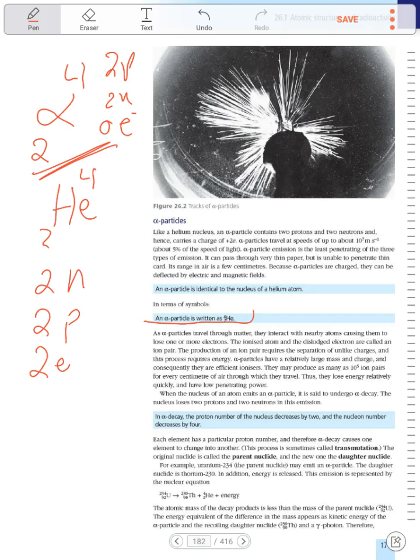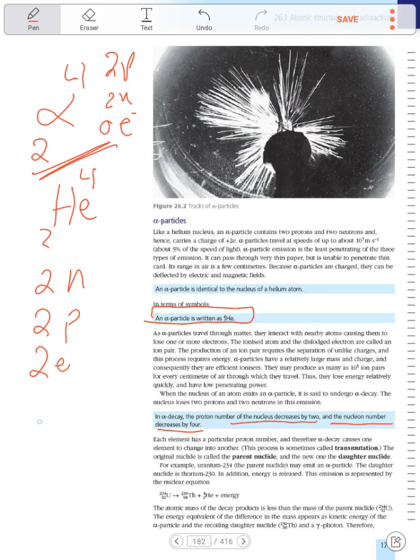An alpha particle is written as helium 2, 4. Alpha particle is a heavy particle, and the proton number of the nucleus decreases by 2 if alpha gets out from the nucleus, and the nucleon number decreases by 4, and the neutron number decreases by 2.